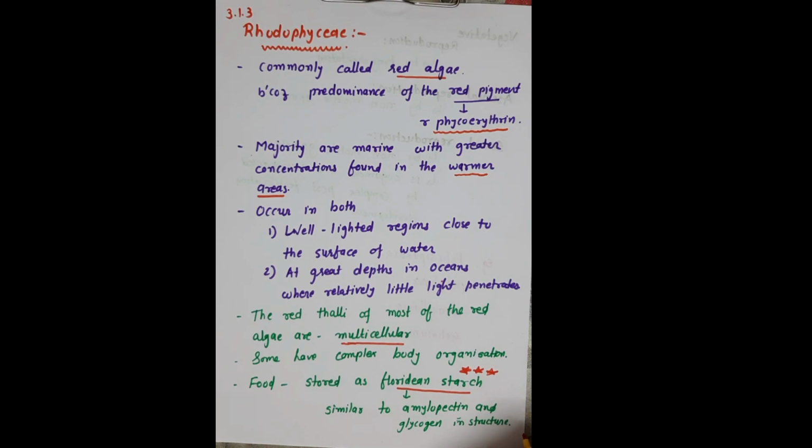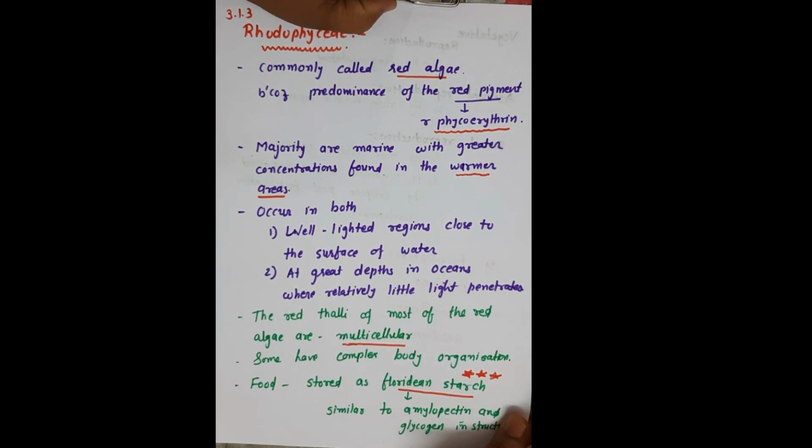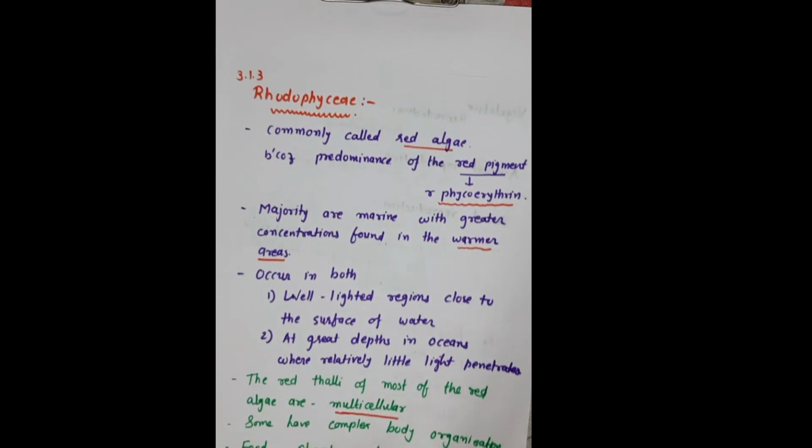So Rhodophyceae, commonly called red algae, having the red pigment R-phycoerythrin. Majority observed in warmer areas, occurs in both well-lighted regions and depth in ocean, multicellular, having complex body organization. Food is stored as Floridian starch, similar to amylopectin and glycogen.